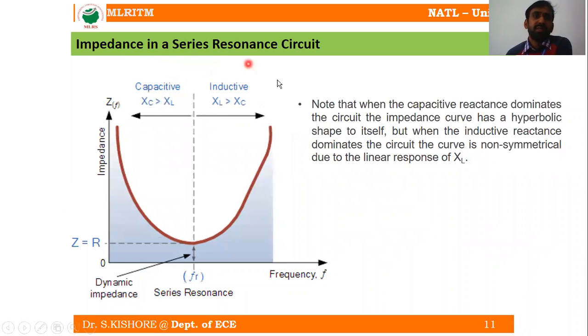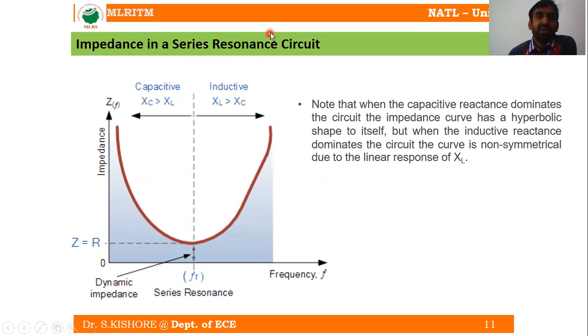So what could be the impedance in a series resonant circuit? If you want to calculate the impedance in a series resonant circuit, we have to include the resistance also. At the resonant frequency, the impedance is going to be the minimum. Here we have to make a note that when the capacitive reactance dominates the circuit, the impedance curve is going to have a hyperbolic shape. But when the inductive reactance dominates the circuit, the curve is going to be non-symmetrical because of the linear response of the inductive reactance.